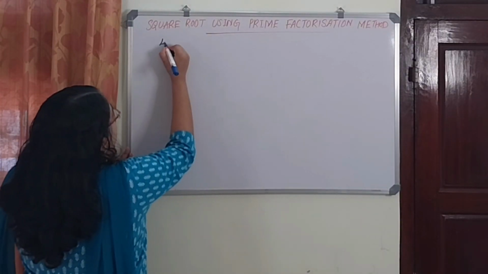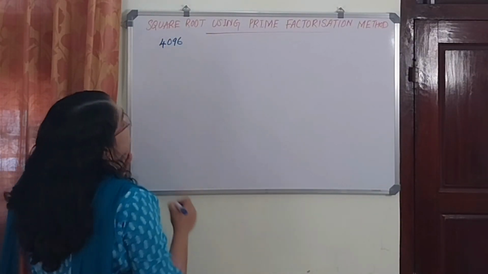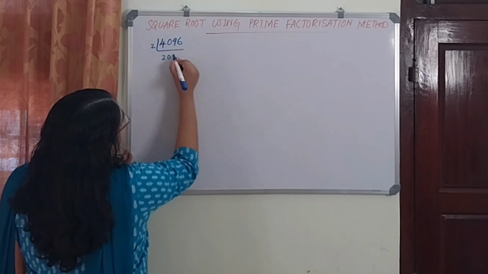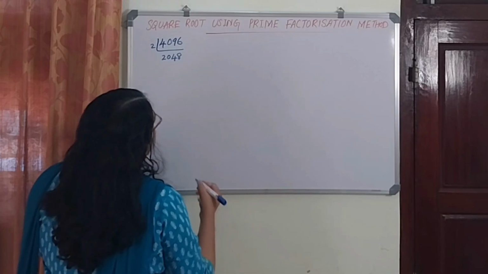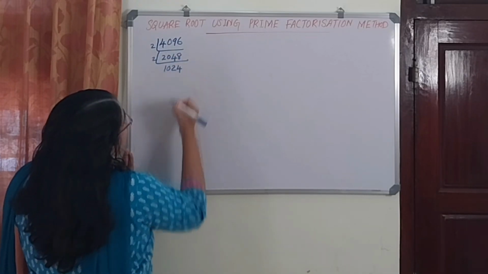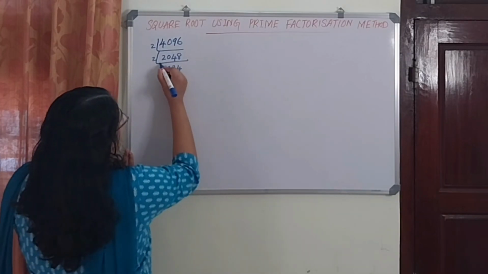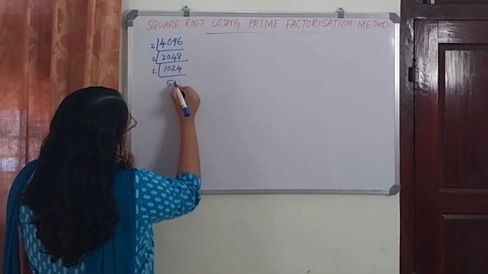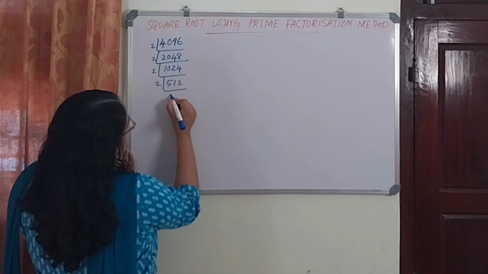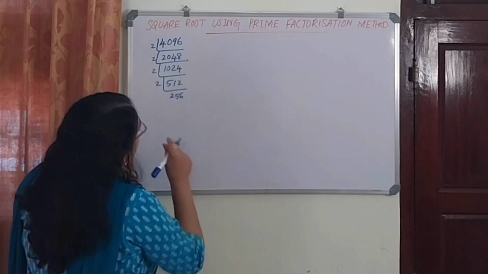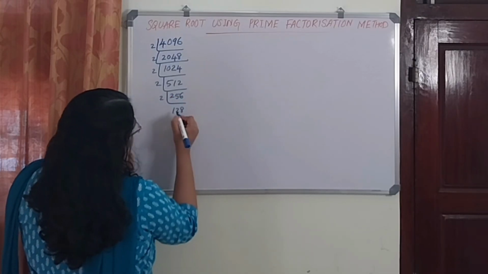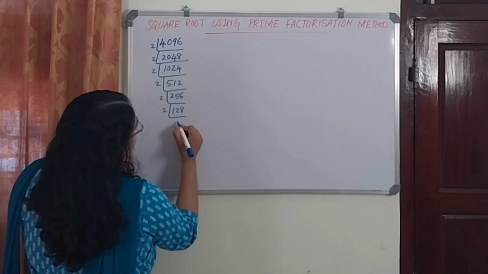The next example is 4096. It is an even number, so we can divide by 2. We get 2048. Again we got an even number, we can divide by 2. We get 1024. Again we got an even number, we can divide it by 2, we get 512. Again an even number, we can divide by 2, we get 256. Again, we can divide by 2, we get 128. Again, it's an even number, we can divide by 2, we get 64.